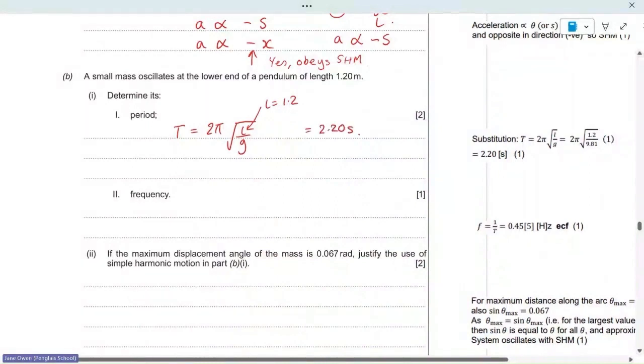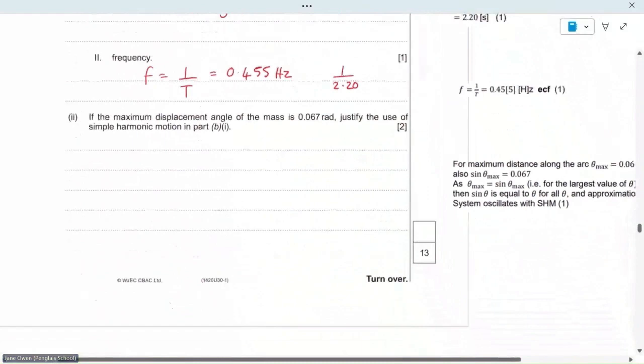You get 2.20 seconds. And then frequency is the inverse of the period, i.e. the number of oscillations per second, vibrations per second. So if you've got the time, just 1 over the time, get the reciprocal, and 0.455 hertz, because all we did was 1 divided by 2.2. What a gift on those last 3 marks there.